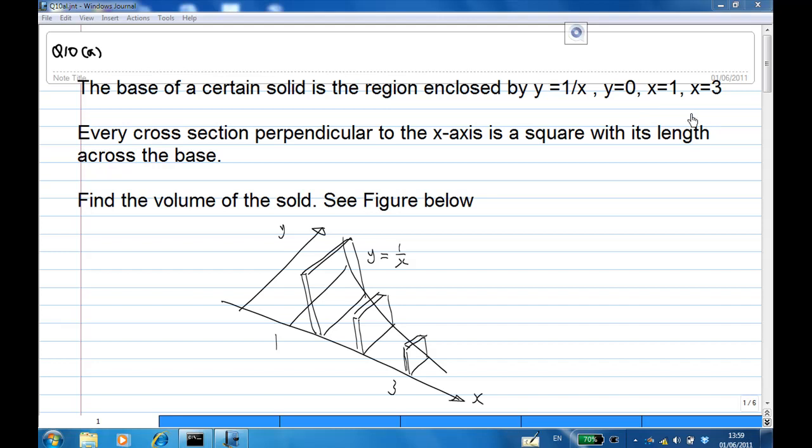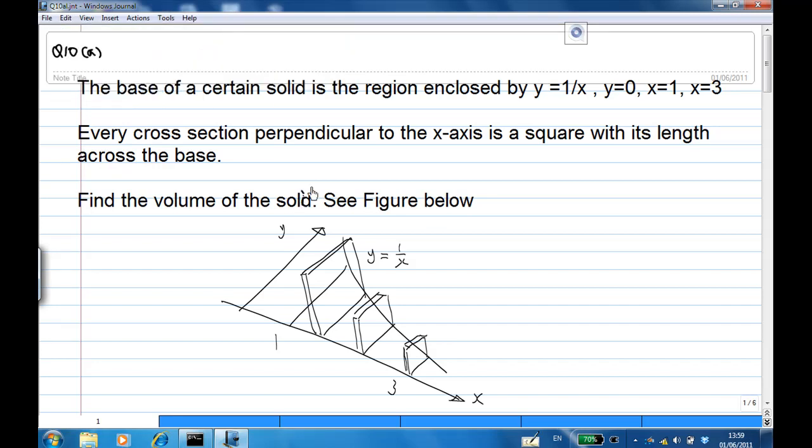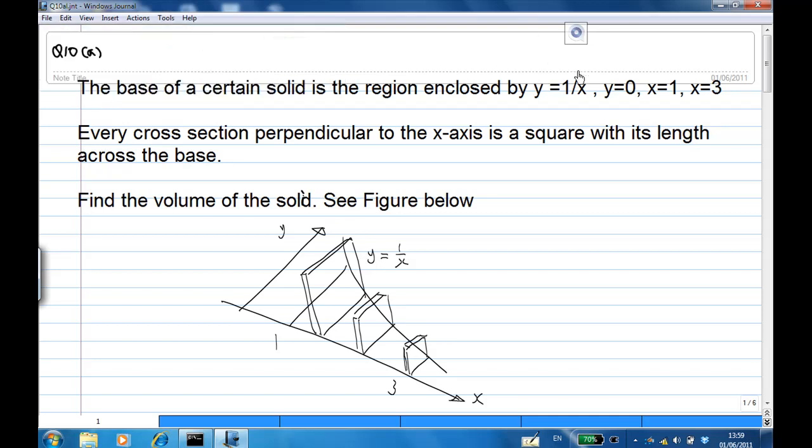Every cross-section perpendicular to the x-axis is a square with its length across the base. Find the volume of the solid as shown in the figure. So we find that the base of the solid is enclosed by y equal to 1 over x, which is here, y equal to 0, which is the x-axis, x equal to 1, and x equal to 3.